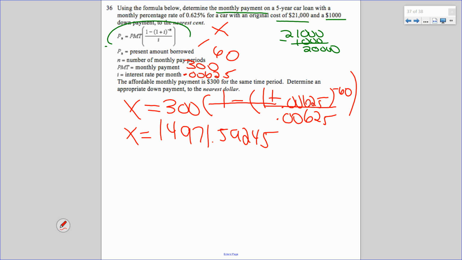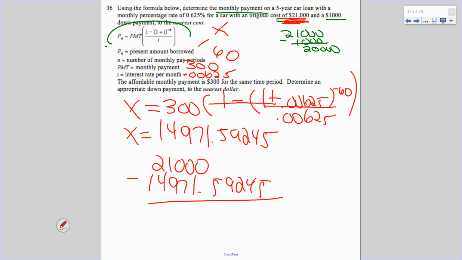Determine appropriate down payment. Well, if the car originally cost $21,000, I would need to do 21,000 minus the amount that I have to borrow, which is 14,971.5925. I'm going to use that on my calculator.